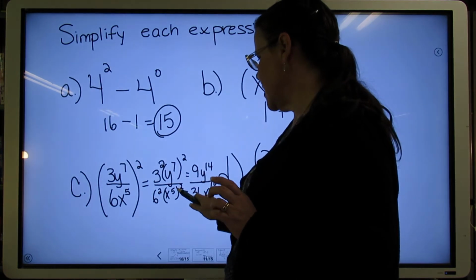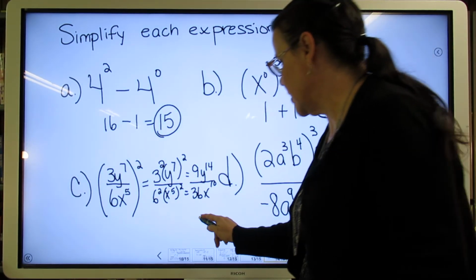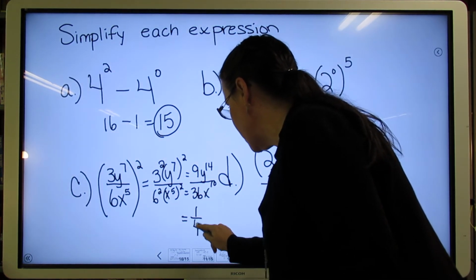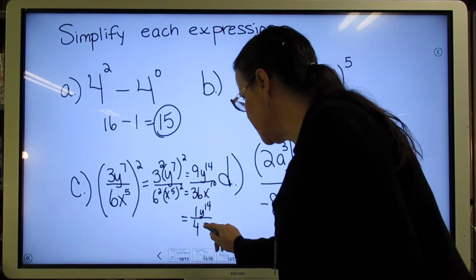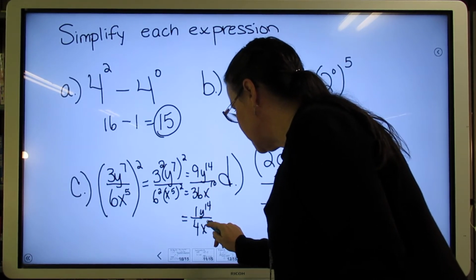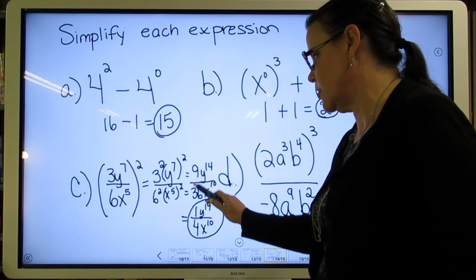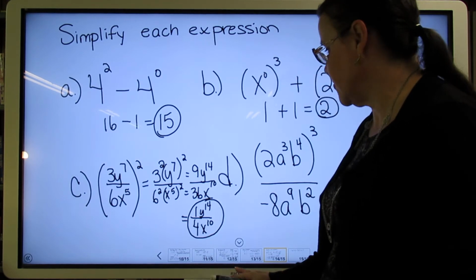But notice that the 9 and 36 can be reduced. There's a little bit of a pickle, right? So you reduce that fraction 1 over 4, but you can keep the variables with the exponents the same. And so this would be your final answer. You have to reduce the 9 over 36. Reduce it to simplest form.